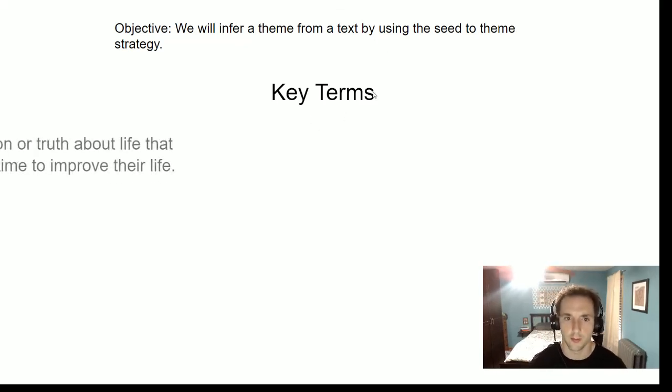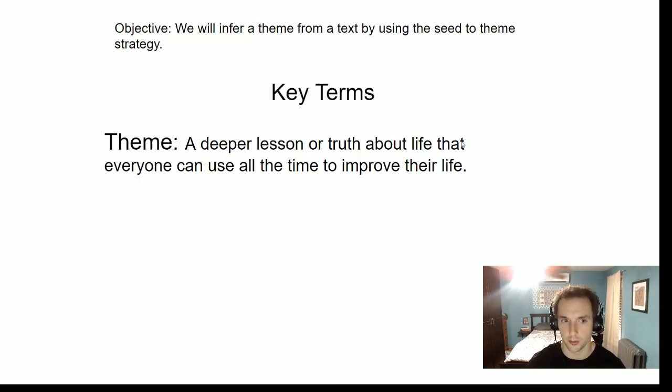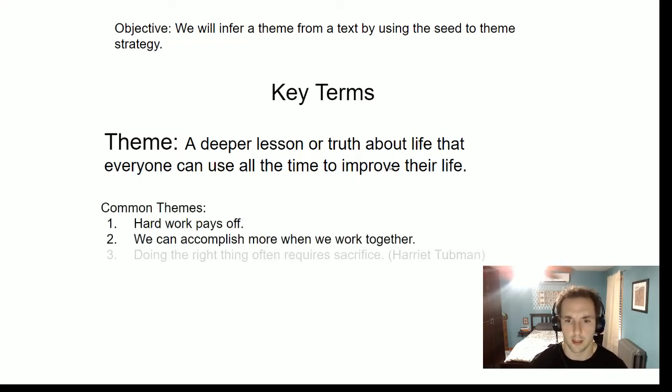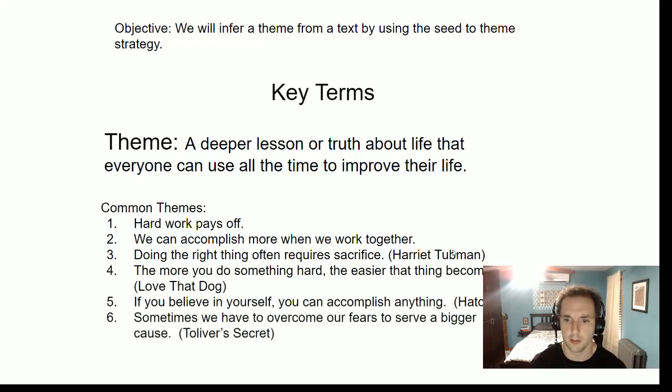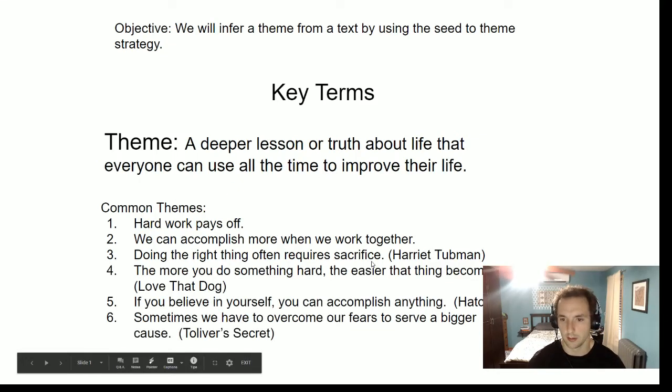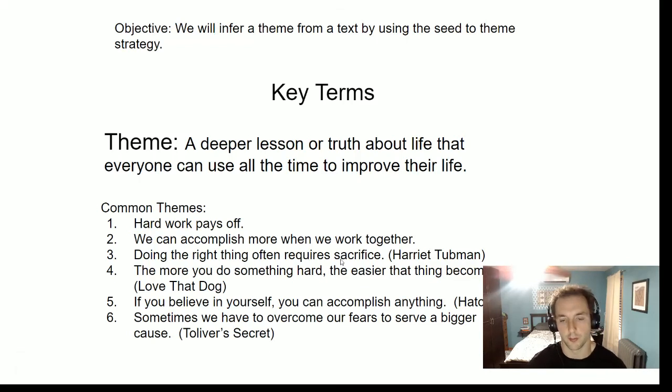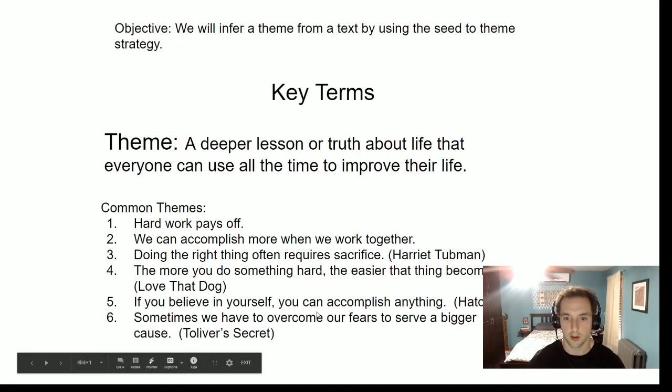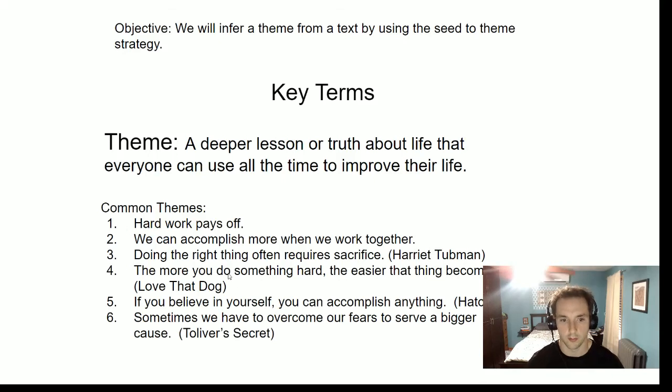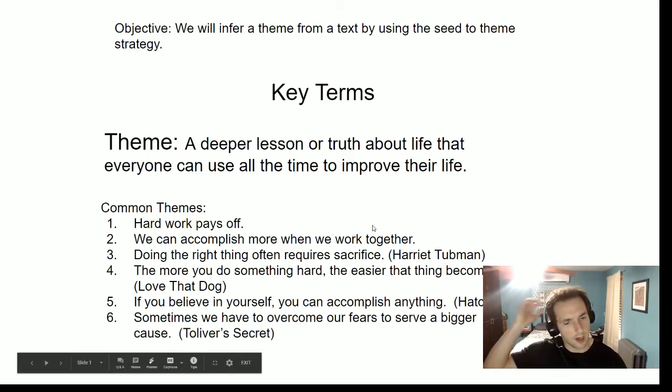So some key terms that we need to know. A theme, which is a word that we've seen a bunch of times, is a deeper lesson or truth about life that everyone can use all the time to improve their life. And then, again, just some common themes that we've seen throughout the books that we've read so far and other books. Hard work pays off. We can accomplish more when we work together. Doing the right thing often requires sacrifice. The more you do something, the easier that thing becomes. If you believe in yourself, you can accomplish anything. Sometimes we have to overcome our fears to serve a bigger cause. These are very common themes throughout lots of literature.